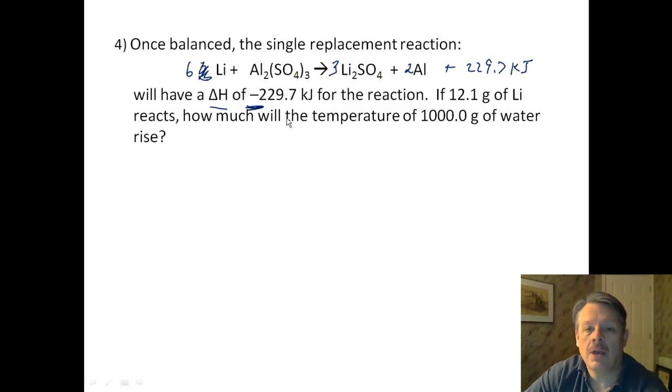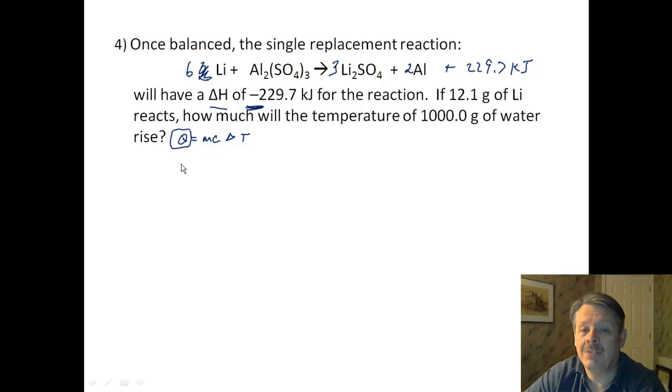So we have 12.1 grams of lithium. How much will the temperature go up? So here, if we're trying to figure out how much the temperature will go up, that's Q equals MC delta T. And we're talking about the water, how much will the water go up? We know the mass of the water, we know the specific heat of the water, we're trying to figure out the temperature of the water, which means we need to know the number of joules.